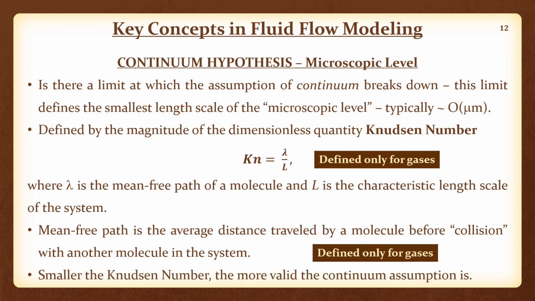So for a small Knudsen number, you can think of it like this. If the characteristic length scale is much larger than the mean free path, then you need not look at individual collisions. The molecule would probably have undergone a vastly large number of collisions before the characteristic length scale is reached, and therefore you are looking at some sort of average behavior of that molecule, and thereby all such molecules as well. So the smaller the Knudsen number is, the smaller lambda is compared to L, the more valid the continuum assumption becomes.